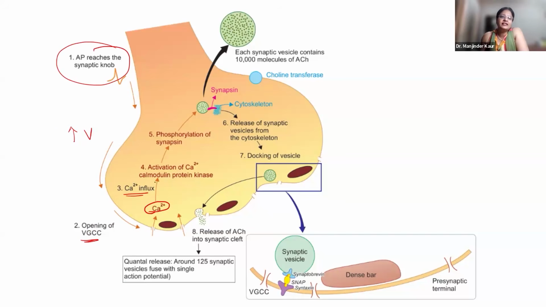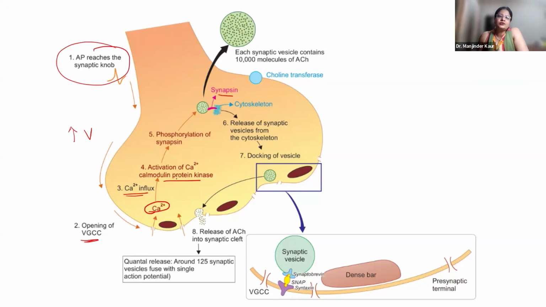So this activates the calcium calmodulin protein kinase. Now these vesicles are not just present in the presynaptic terminal. These vesicles are held to the cytoskeleton with the help of a protein called synapsin.